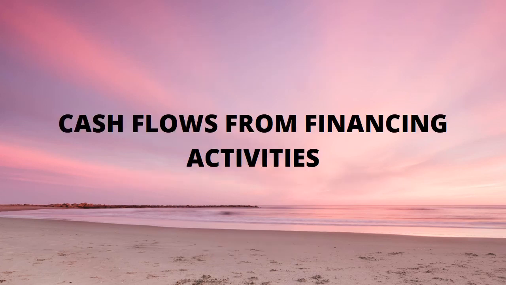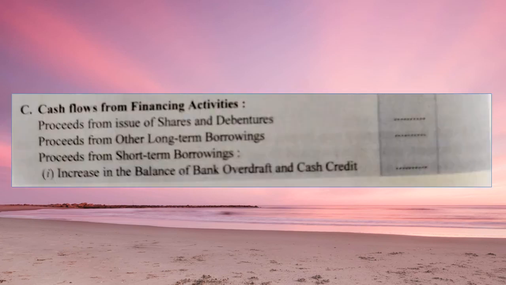And now see, I am starting cash flows from financing activities. As you all know, the chapter Cash Flow Statement is going on, and in the cash flow statement we have to cover all 3 headings. Cash flow from operating activities, it is done. Cash flows from investing activities, that is done. And now this is the last topic, cash flows from financing activities.